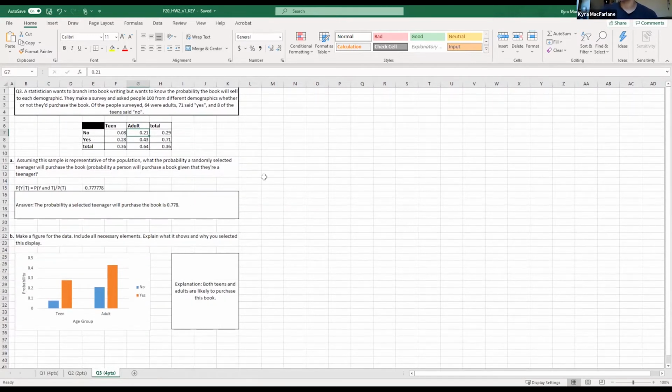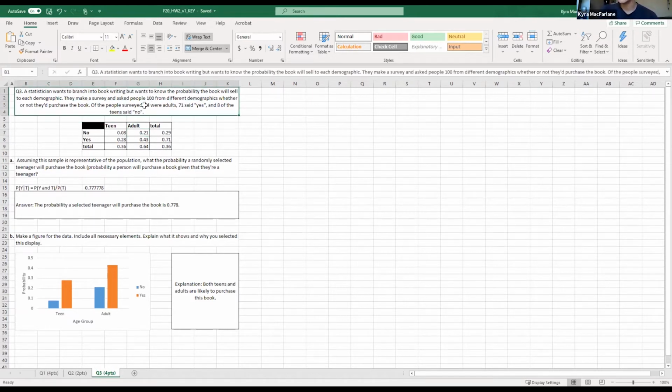For number 3, we're saying a statistician wants to branch into book writing, but wants to know the probability the book will sell to each demographic. They make a survey and ask 100 people from different demographics whether or not they'd purchase the book. Of the people surveyed, 64 were adults, 71 said yes, and 8 of the teens said no. So because we're talking about 100 people, and those were the numbers of people from each of those demographics or groups, those are percents, right? So it's really just 0.64 or 64% of the people surveyed were adults. So that goes here. The probability of an adult essentially out of that group is 0.64.